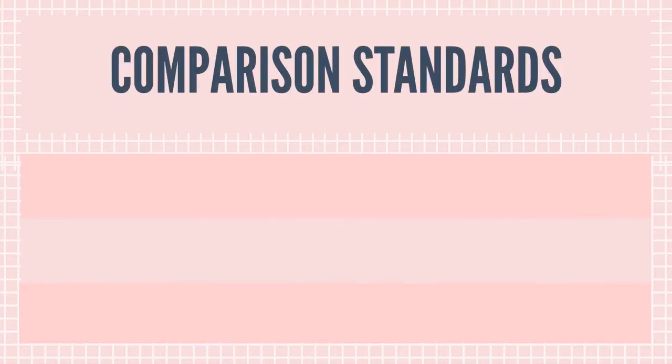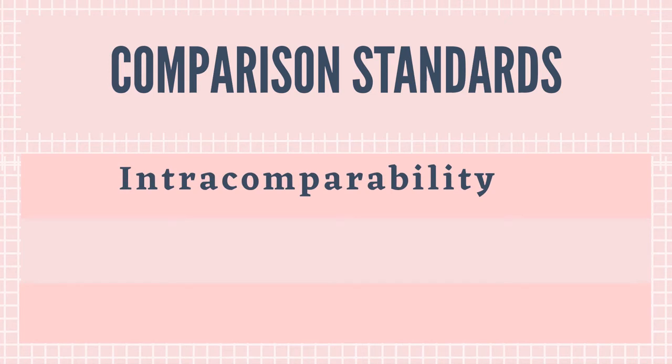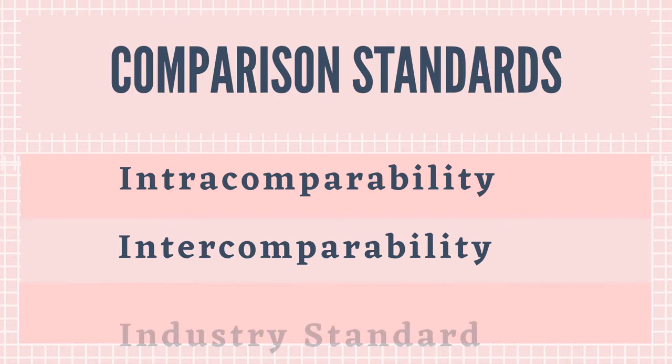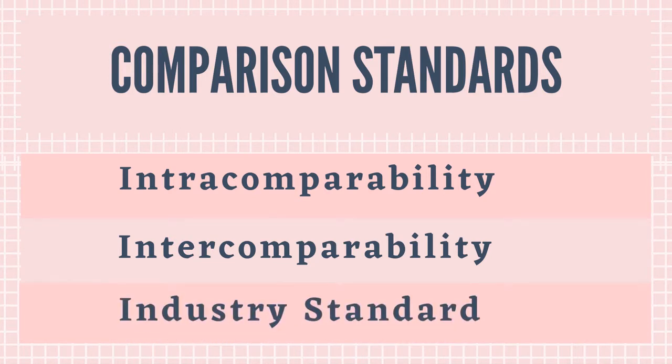One of the qualitative characteristics of a good financial statement is comparability. This is the ability of the financial statement to create a basis and allow the identification of similarities and differences between the statements being compared. More often than not, this information could lead to a reasonable conclusion. The following are the comparison standards that may be used by entities. First, intra-comparability. Next, intercomparability, and industry standard.